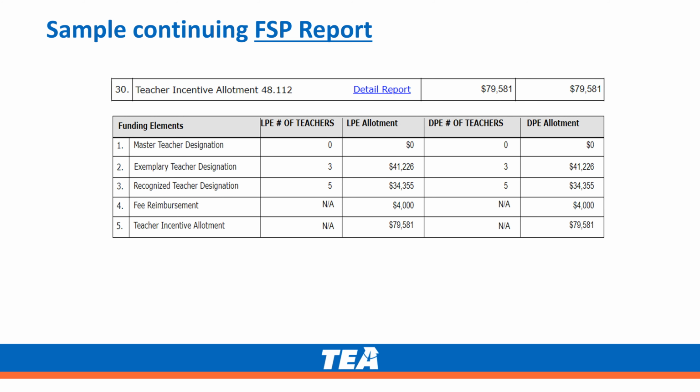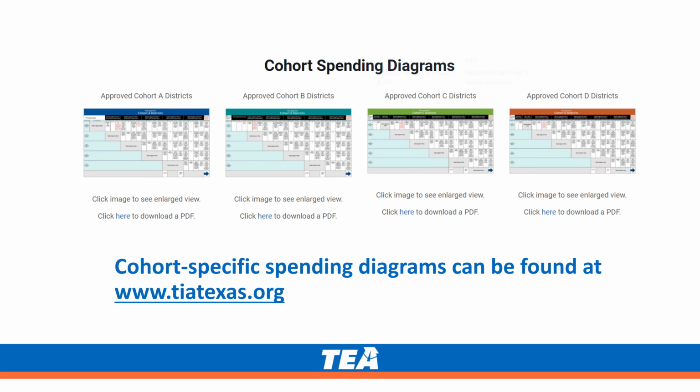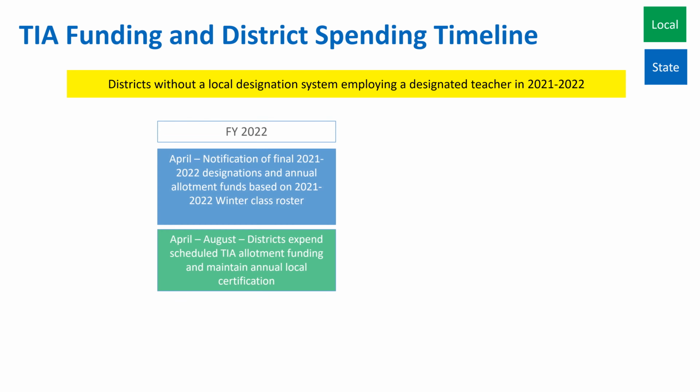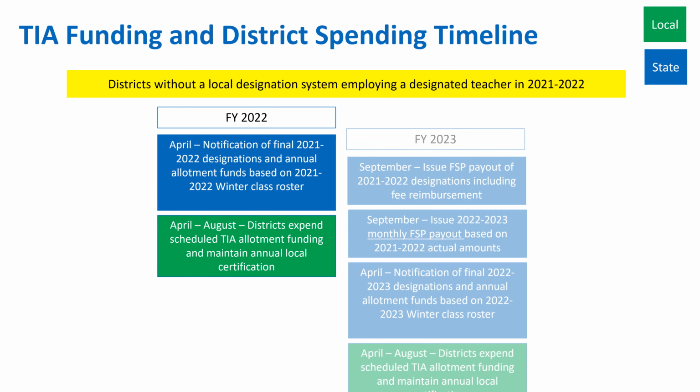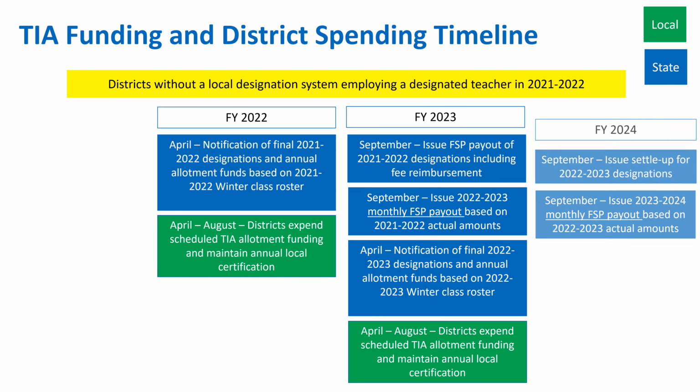This slide shows a sample of a district receiving continuing TIA funding. Please note that the LPE column will always be based on prior year amounts, and the DPE column will update to represent the actual earned amount at the end of the year. Other cohort-specific spending diagrams can be found on our website at www.tiatexas.org.